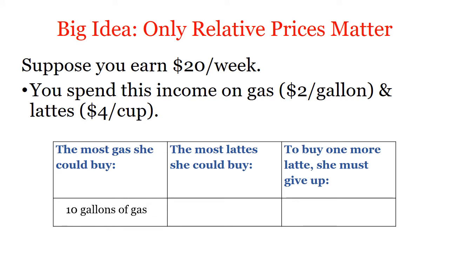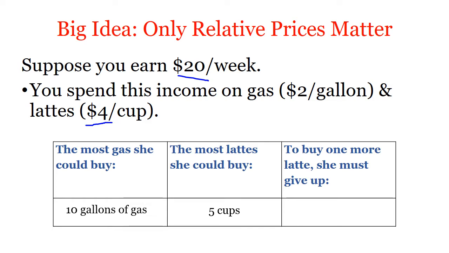10 gallons. And where I got that is you take the income, $20, and divide it by the price of gas, $2, and you can see how many gallons of gas you could get total. Go ahead and do the math for lattes, please. If all you want to do is buy lattes, how many can you get maximum? Okay, 5 cups. So we had $20 a week divided by $4 a cup, and that's where we got that 5.